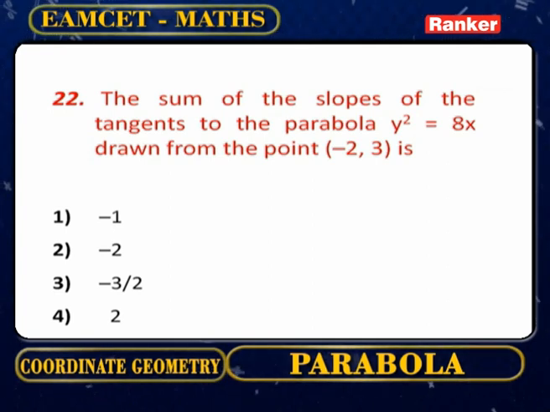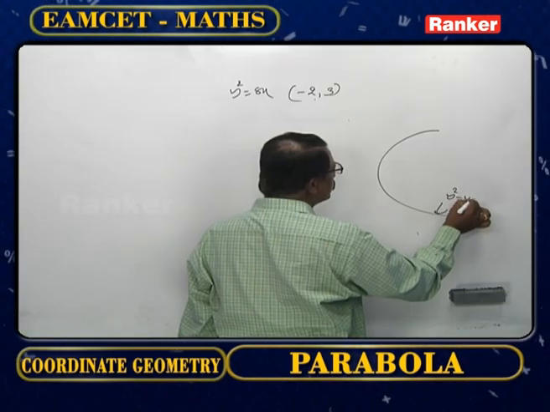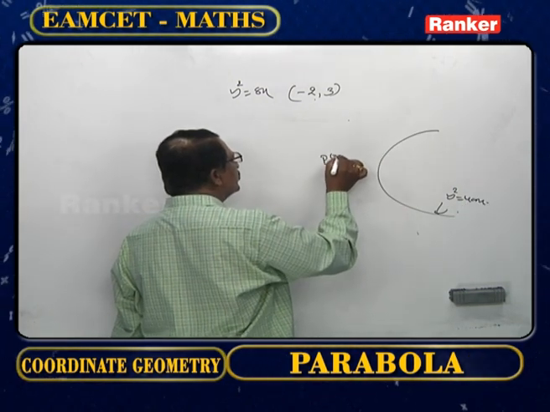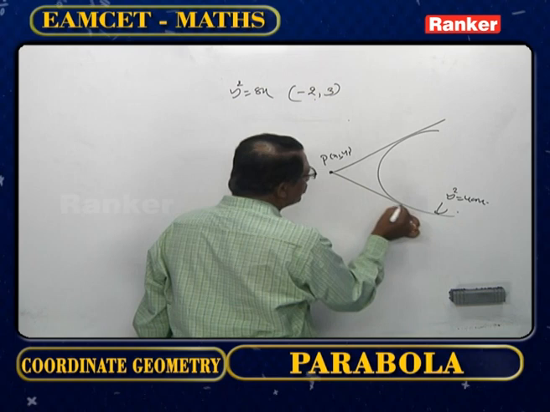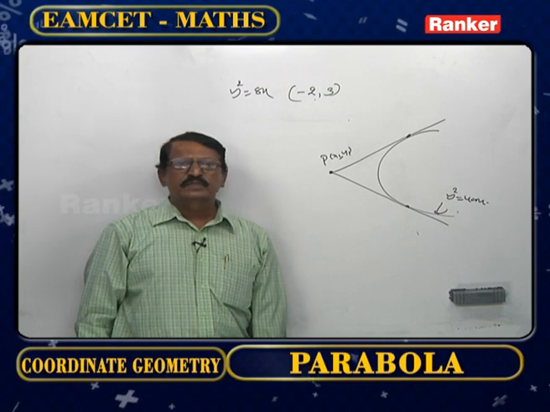The sum of slopes of the tangents to the parabola y square equals 8x drawn from the point minus 2 comma 3. The given point lies outside of the parabola. Suppose the parabola equation is the standard form y square equals 4ax, and the given point is P(x1, y1), or any point lying outside the parabola. From an external point, two tangents can be drawn. Now we require the sum of slopes of these tangents.